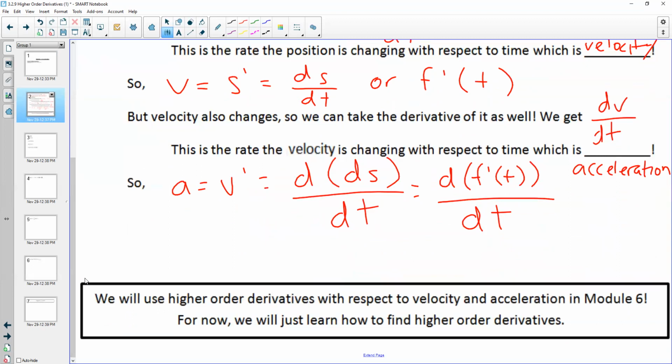When we get into module 6, that is actually the applications of derivatives. We will get into that a little bit later. But for now, we just need to know how to find the second or the third derivative given a function.